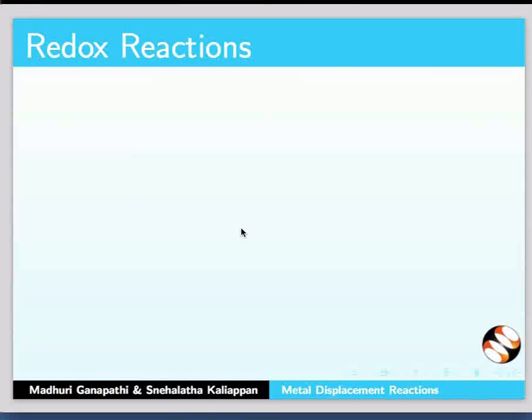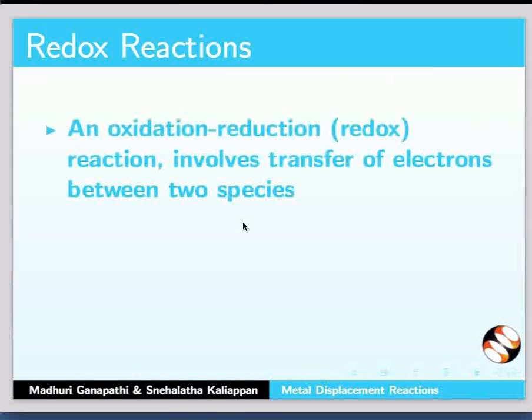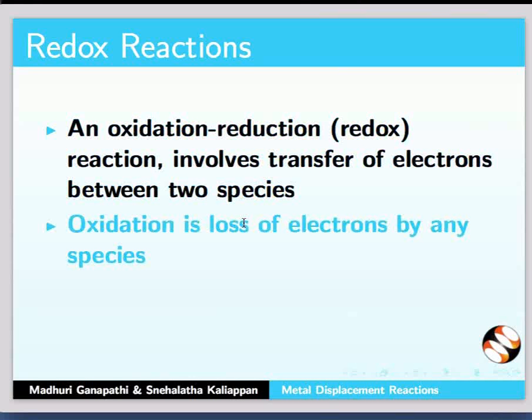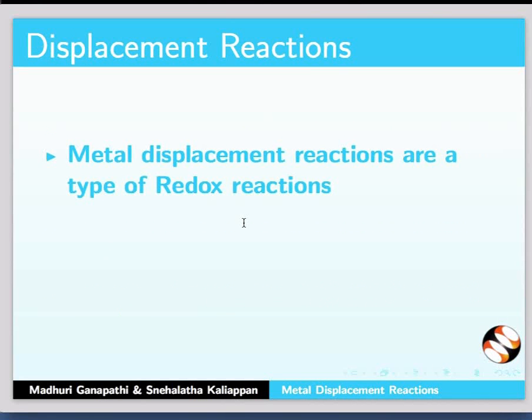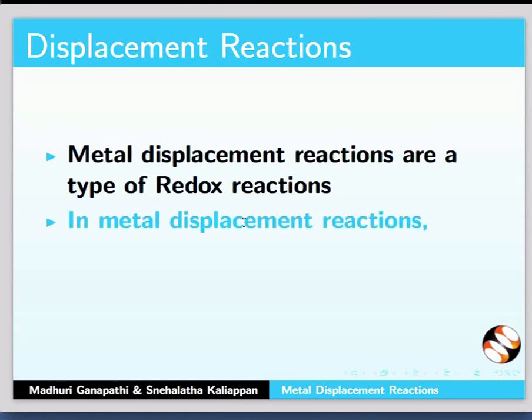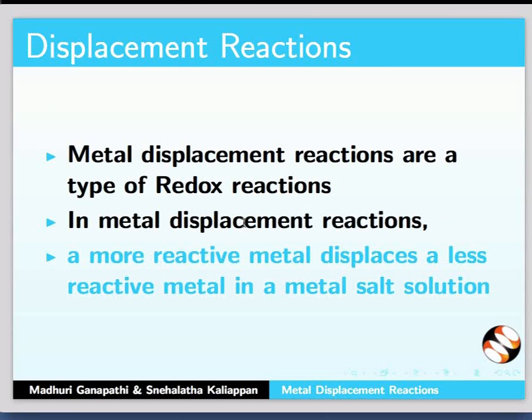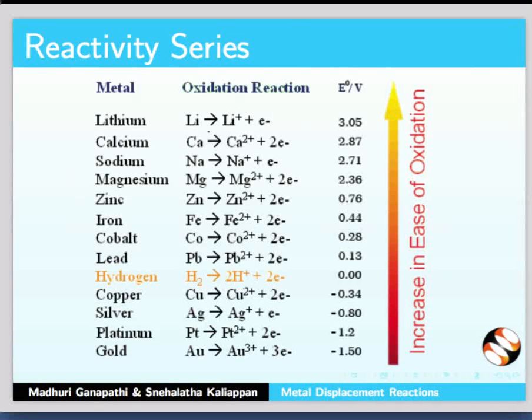Let us define redox reactions. An oxidation-reduction reaction involves transfer of electrons between two species. Oxidation is loss of electrons by any species. Reduction is gain of electrons by any species. Metal displacement reactions are a type of redox reactions. In metal displacement reactions, a more reactive metal displaces a less reactive metal in a metal salt solution. This slide shows the activity series of some metals used in displacement reactions.